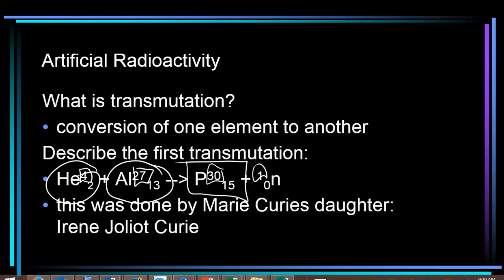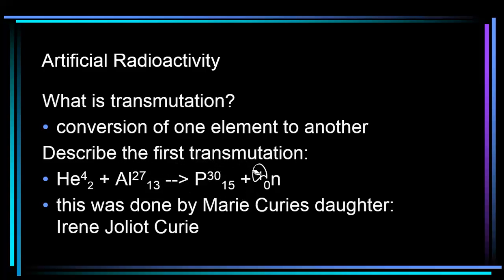This is a nuclear reaction. And the next target that you need to be able to do is to balance nuclear reactions, which are actually kind of easy because you just need to make sure that the mass numbers are the same on both sides. So let's look at it. 4 plus 27 is 31. 30 plus 1 is 31. 2 plus 13 is 15 plus 0 is 15.